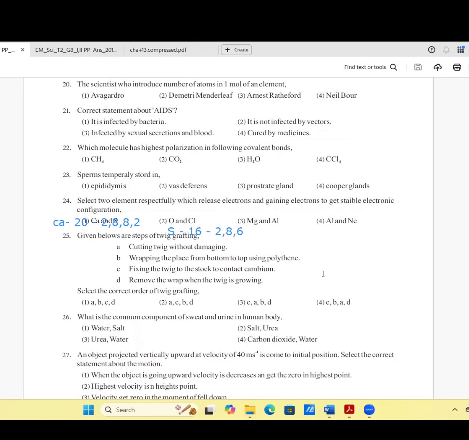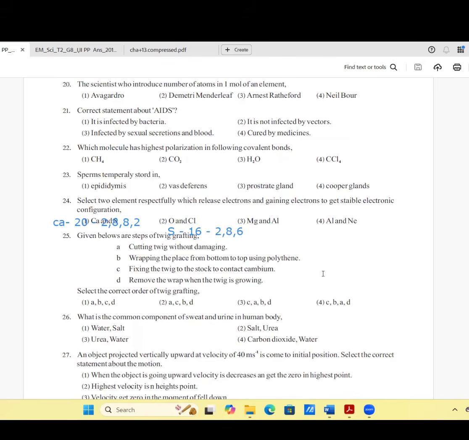25. Given below are the steps of twig grafting. A. Cutting the twig without damaging. B. Wrapping the place from bottom to top using polythene. C. Fixing the twig to the stock to contact the cambium. D. Remove the wrap when the twig is growing. Select the correct order of twig grafting.